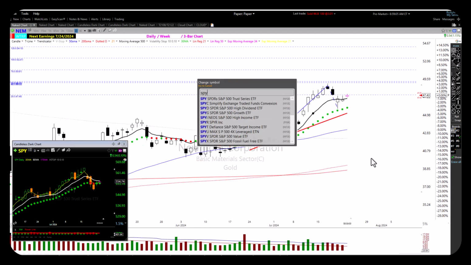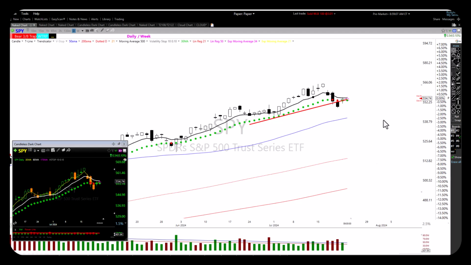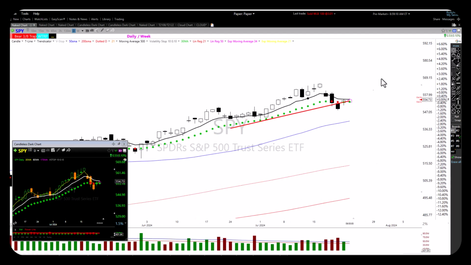All right, we better look at the SPY here. Now, like I said, the SPY hasn't really taken off yet this morning. Overall, I think we're bullish.